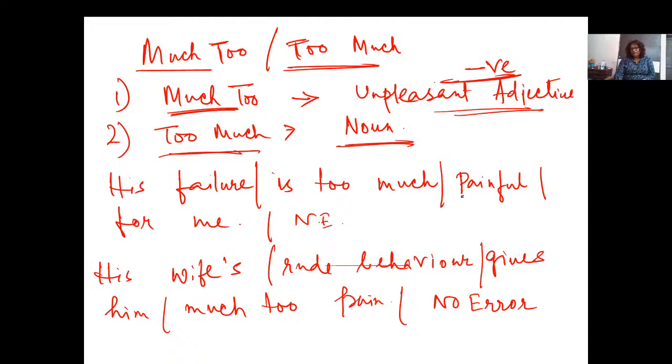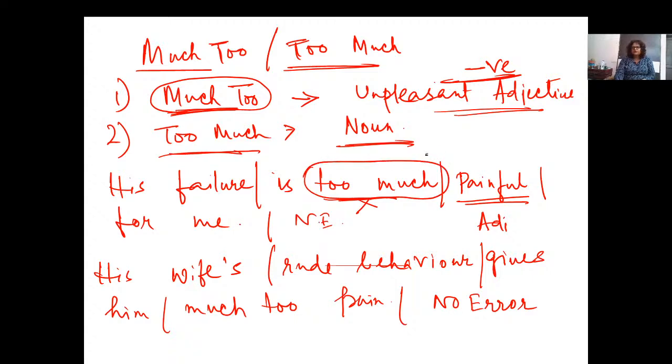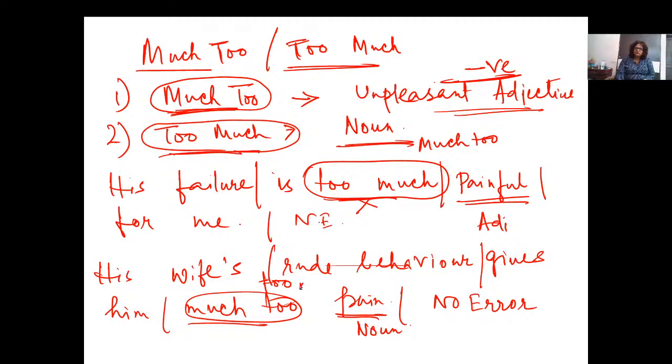How can you recognize painful? Painful is an adjective, and before painful we have to take much too. But here it is too much. That means this portion is wrong. It is not too much. It will be much too. His failure is much too painful for me. Clear? But in the second sentence, his wife's rude behavior gives him much too pain. Pain is a noun, and before a noun we have to take too much. So it is not much too. It will be too much.